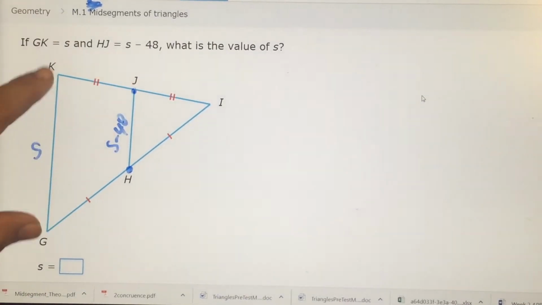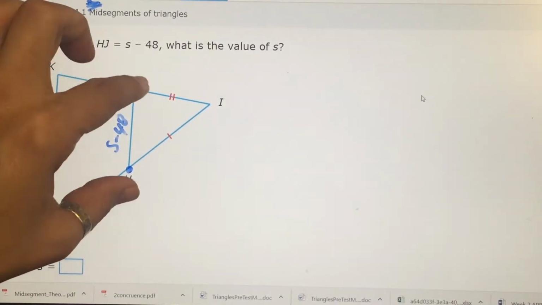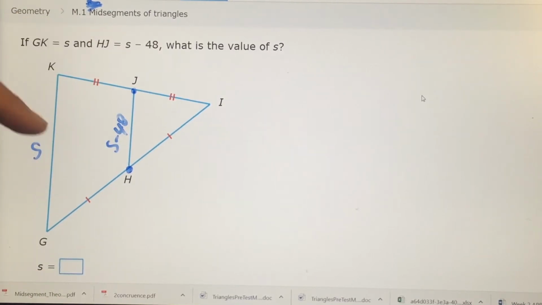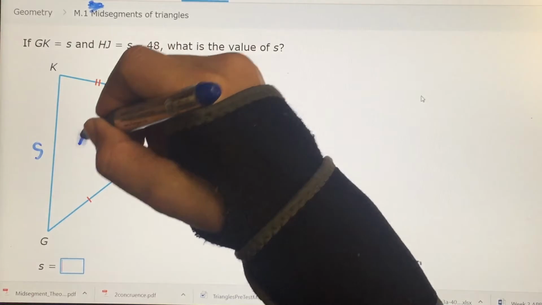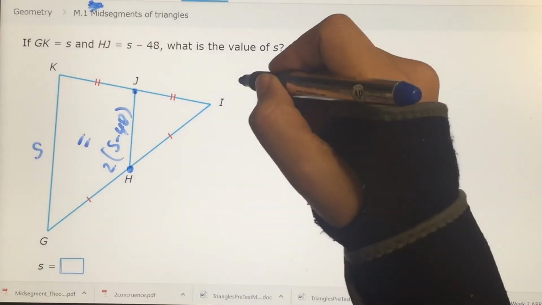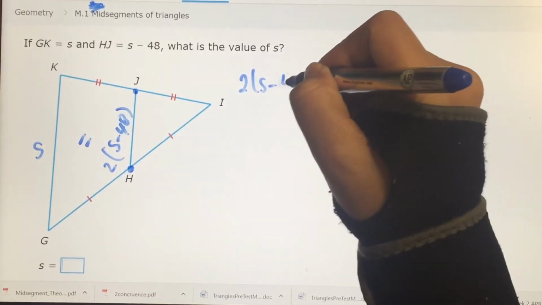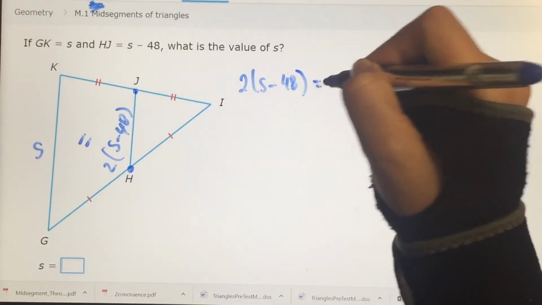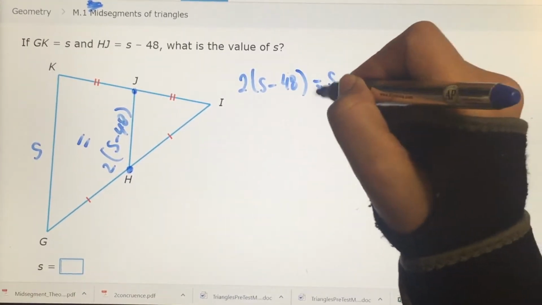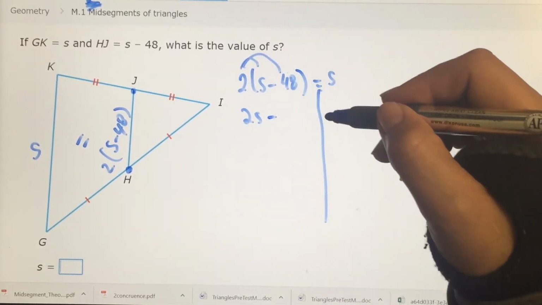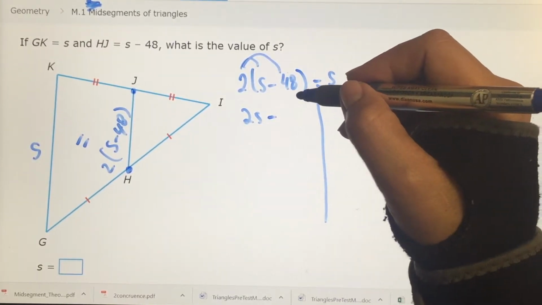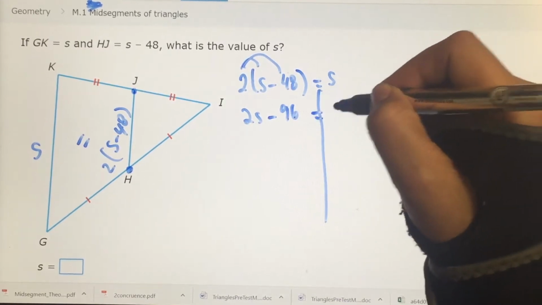To go from here to here, what would I need to do? I'm making it bigger, right? So I need to multiply, not divide. So multiply by 2. So if I multiply that by 2, it's going to give me that. So write that down. 2S minus 48 equals the whole thing, which is S. Draw my river. Get in the house. 2S minus 96 equals S.